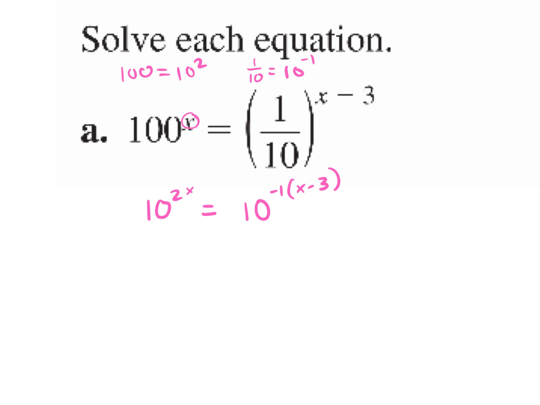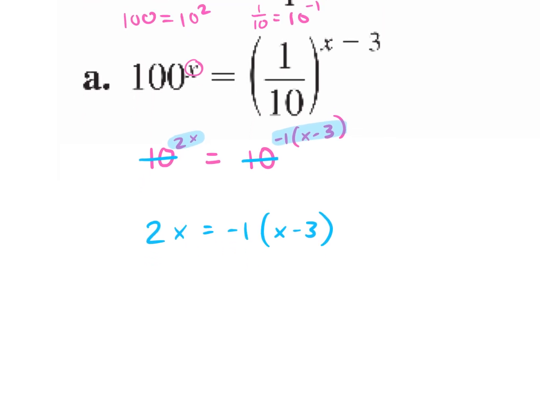So when solving our equations, if the bases are the same, we can cross them out and say 2x is equal to -1 times x minus 3. We just set the exponent parts equal to each other. Get rid of the bases and set the exponents equal. So it only works when your bases are the same. And then from here, we're just going to solve for x like we know how to do.